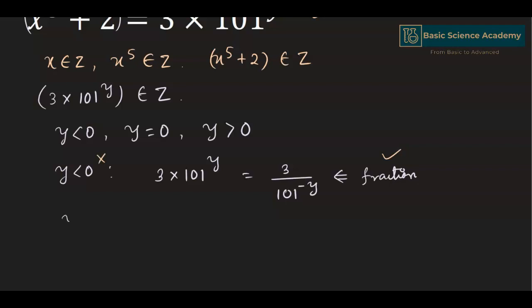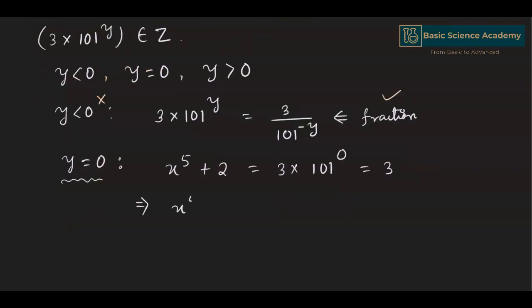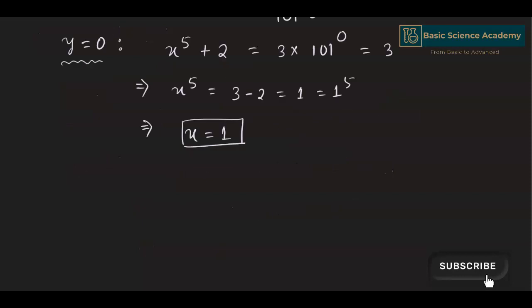Now we have y equal to 0. When y equals 0, we have x to the power of 5 plus 2 equals 3 multiplied by 101 to the power of 0, which is equal to 3. This gives x to the power of 5 equals 3 minus 2, which is equal to 1, which you can write as 1 to the power of 5. This gives x equals 1. Hence, one of our solutions is (x, y) equals (1, 0).